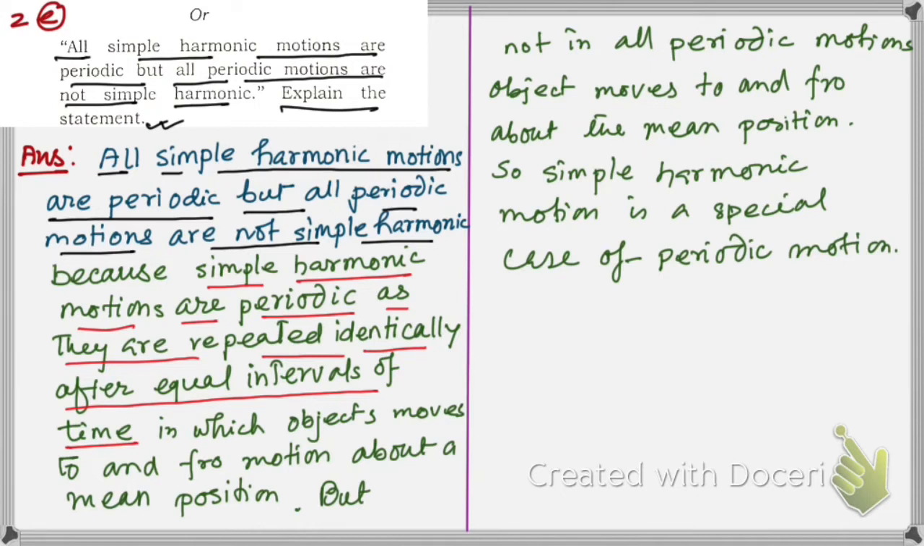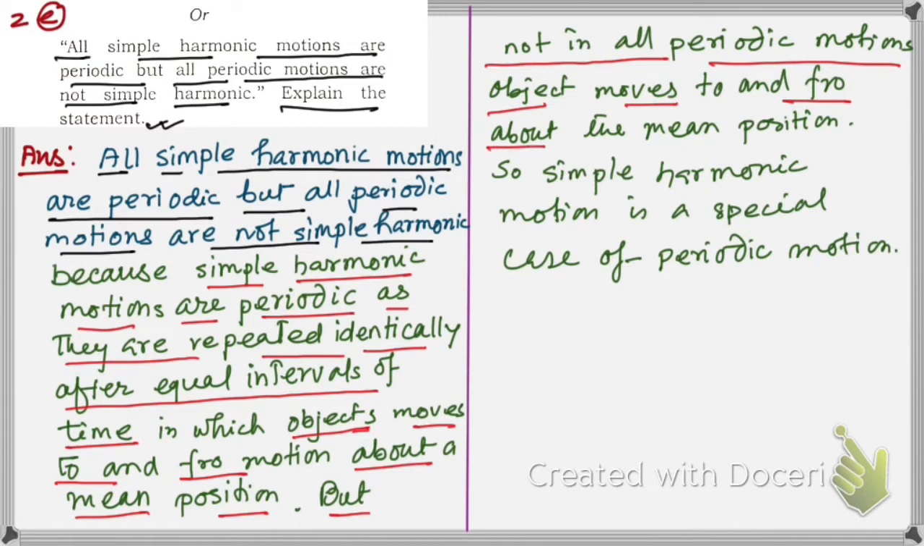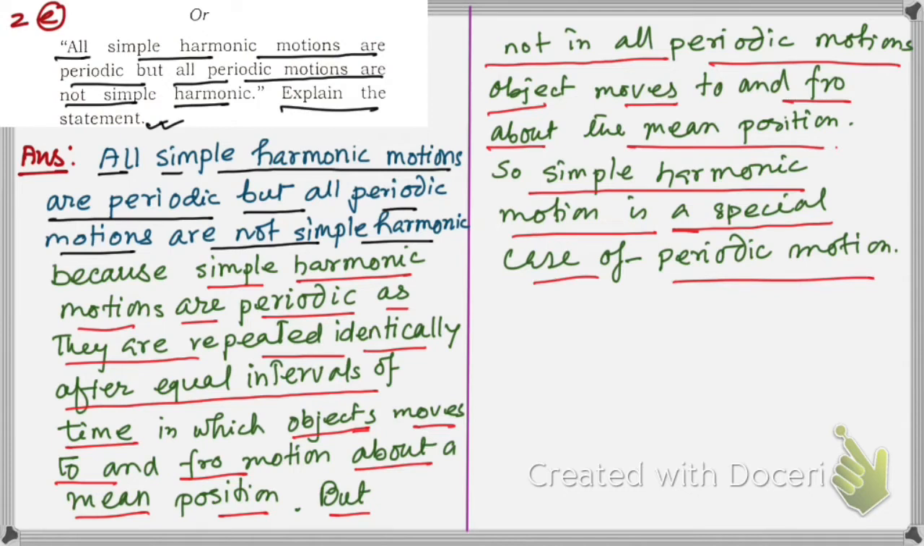But not all periodic motions are simple harmonic, because for a motion to be simple harmonic, the object moves to and fro about a mean position, but not in all periodic motions does the object move to and fro about the mean position. So simple harmonic motion is a special case of periodic motion.